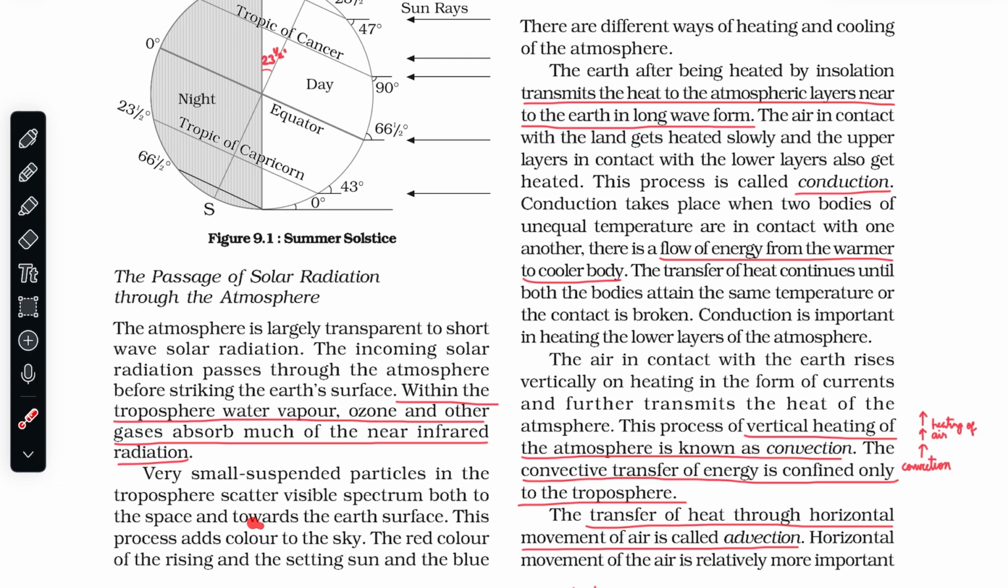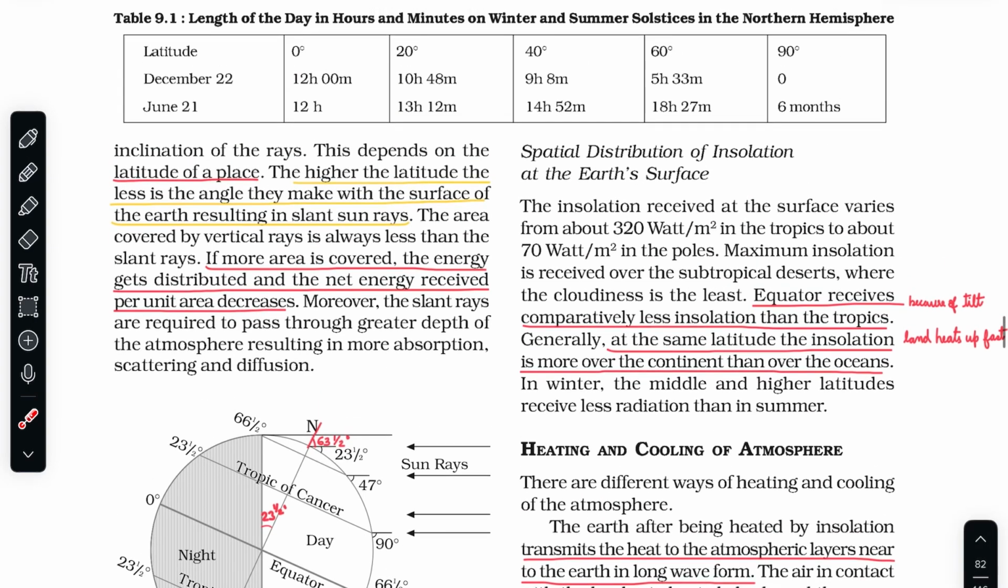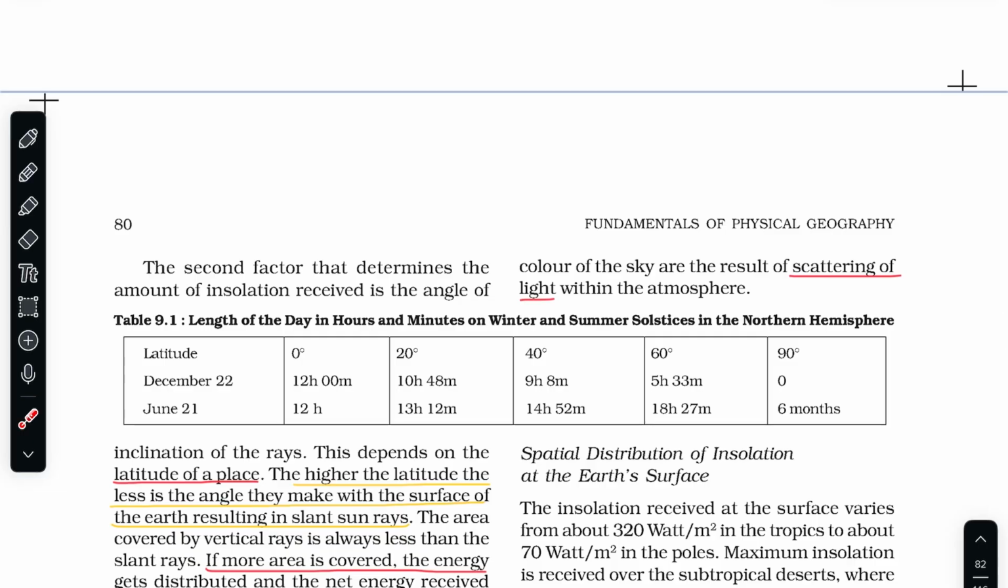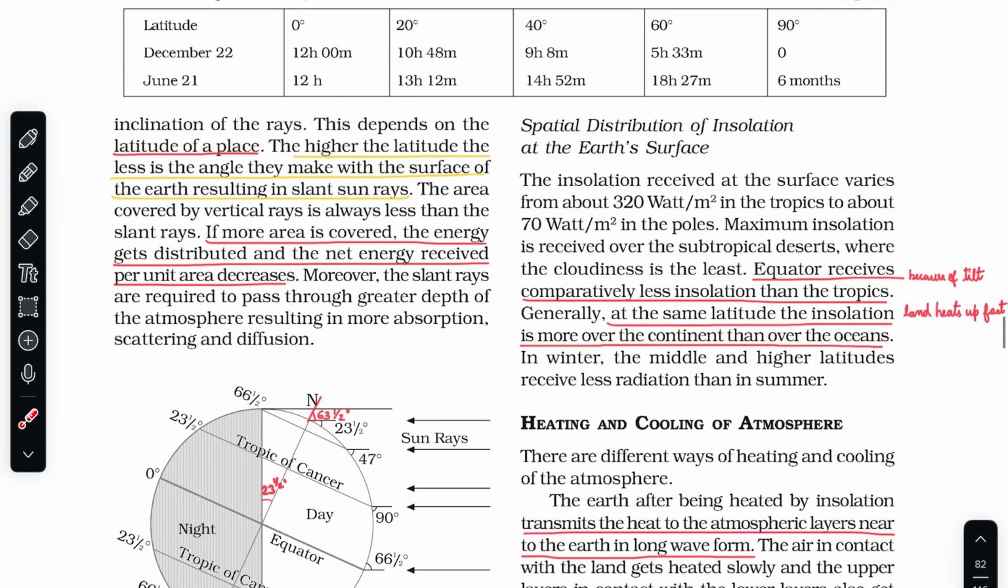This process adds color to the sky. The blue color is because of the scattering of light. You might have read in standard 6th, 7th in school that the red color of the rising and the setting sun and the blue color of the sky are the result of the scattering of light within the atmosphere.